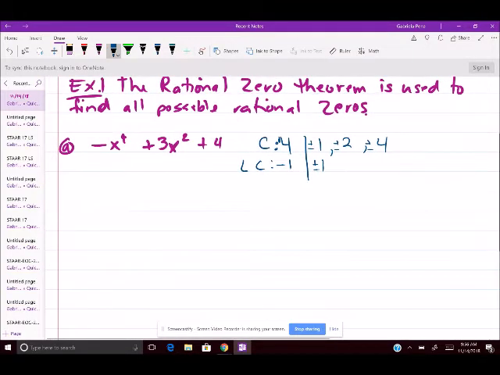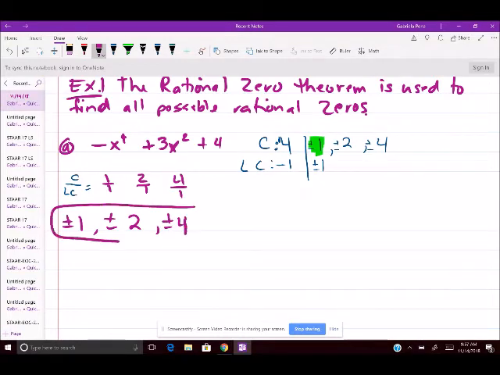Now, what does this mean? I'm going to have to divide constant by leading coefficient. So who's my first number here for my constant? A 1. What is 1 divided by 1? 1. So my first answer is a 1. Who's my next constant? 2. What is 2 divided by 1? 2. So this could be a plus or -2. Who's my next constant? 4. A 4 divided by 1, which is 4. This here is my answer.